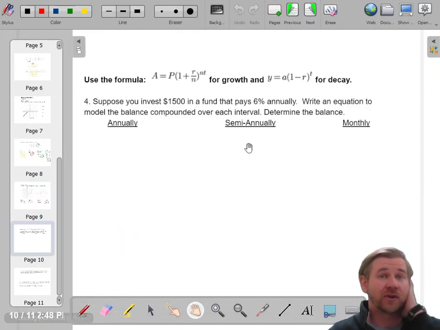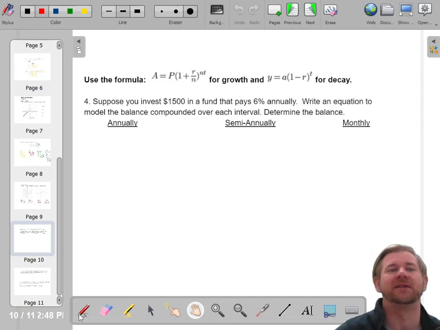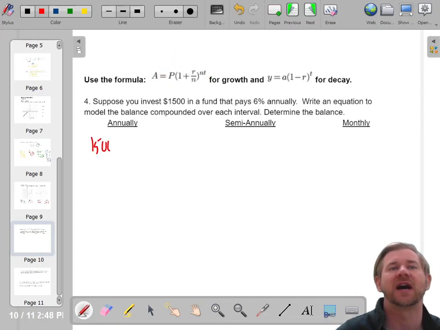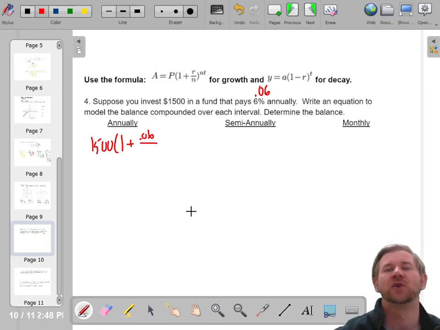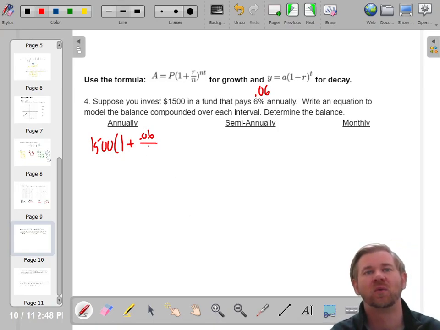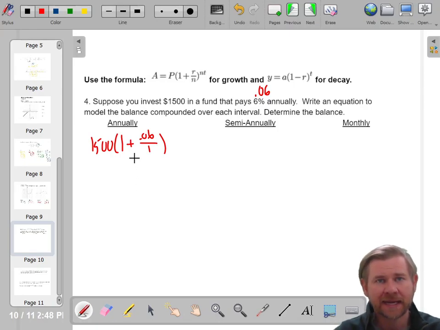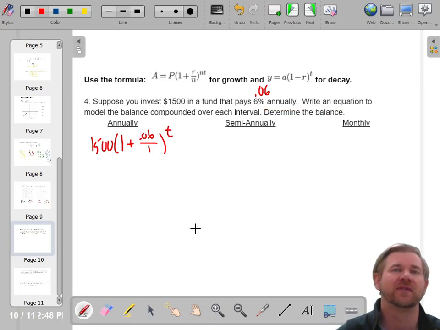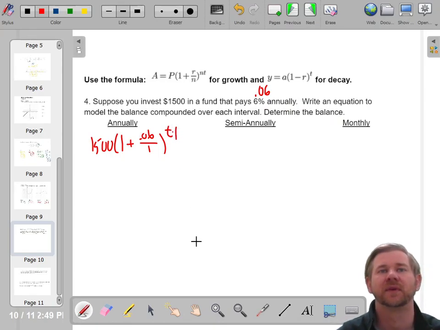What else? So creating some models. We're going to create some models and determine the balance. So we've got an equation right there we're going to use. You're starting with $1,500, 1 plus. Now remember, 6% is 0.06. And if you're doing something annually, you're doing it once a year. Now, does it tell us how many years? We don't have that. We're just going to create the model, so it doesn't tell us to actually determine it. We can't do that. Let's just say it's t. So whatever time, I would do t times 1. Okay, because it's once a year for t years.